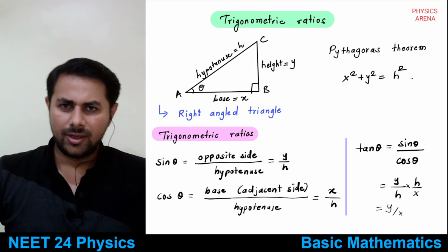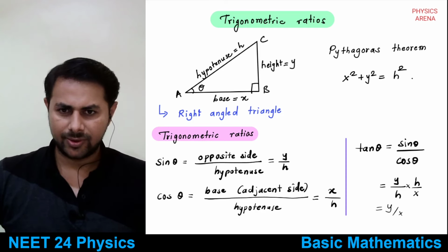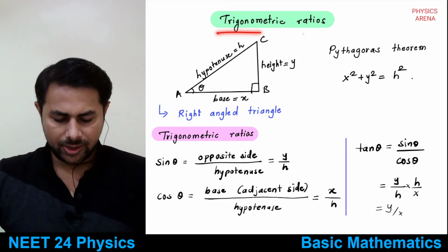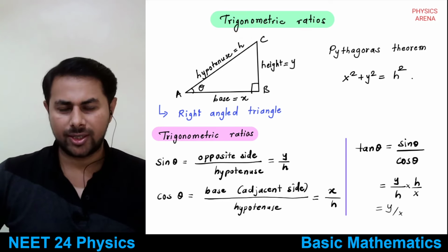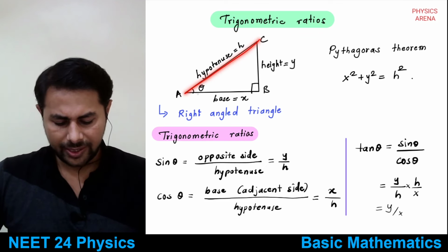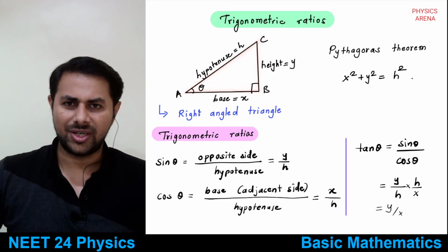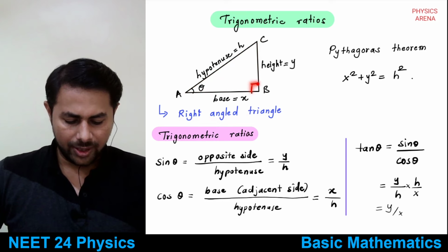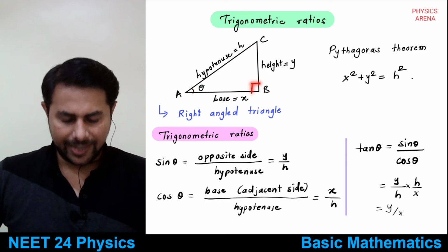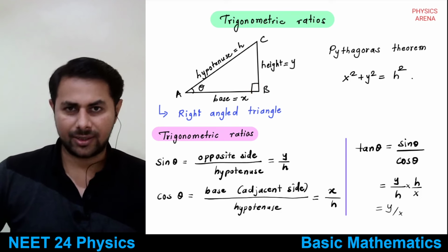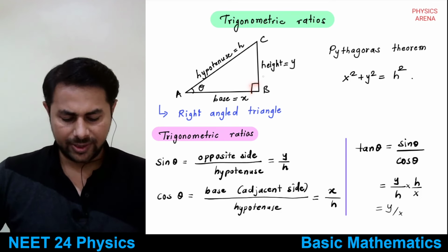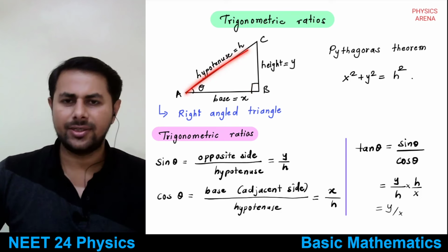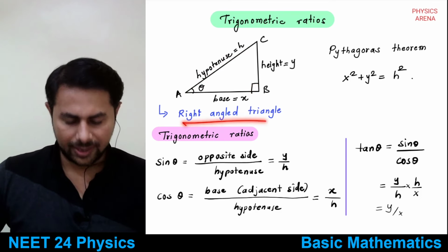Anyways, let's talk about the trigonometric ratios. So what are trigonometric ratios? Suppose we take this triangle. This is a special kind of triangle, not any triangle. This is called a right angle triangle. What is a right angle triangle? A triangle has three angles, and one of the angles is equal to 90 degrees, right? This is called 90 degrees, a right angle. So if one angle is 90 degrees, the triangle is called a right angled triangle.